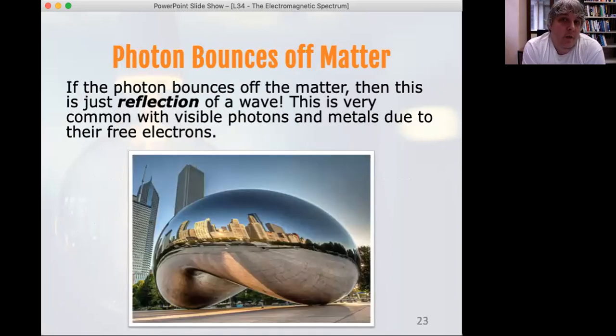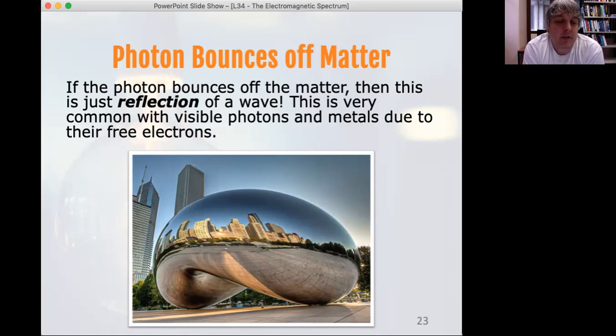When the photon bounces off the matter, so the energy is reflected, that's just reflection of a wave, as we already saw with sound and other types of wave. That's exactly the same phenomenon. It's very common with visible photons in metals, because metals have free electrons. We've seen those free electrons are responsible for quite a few different phenomena, including electrical and thermal conductivity, and they are again responsible for the reflection of visible light. So it's the free electrons that help visible light bounce off the surface of a metal.